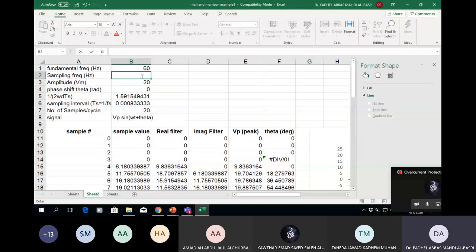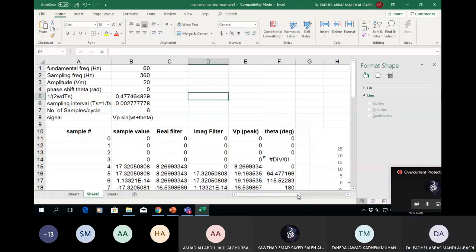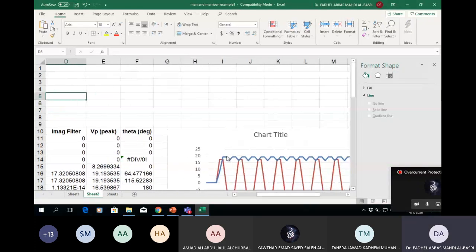600, let's go even lower. I will go to 6 times 60, which is 360 sampling rate. I have a higher error, okay?